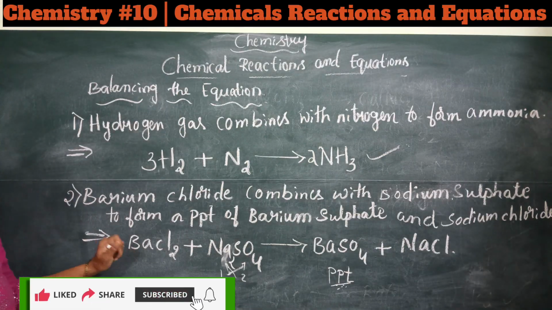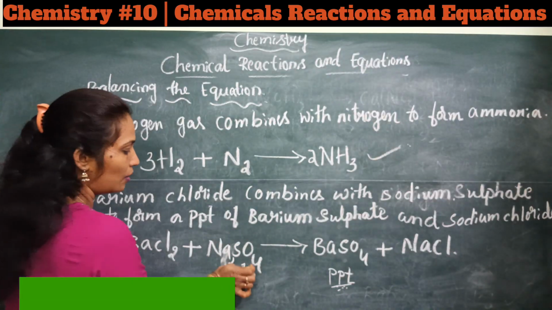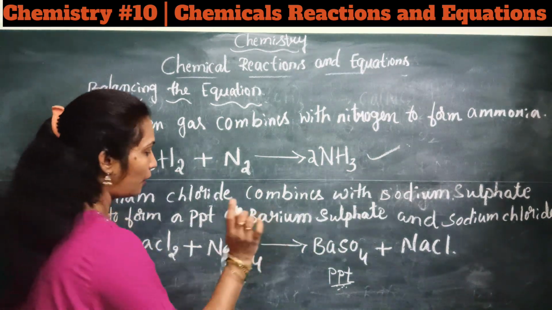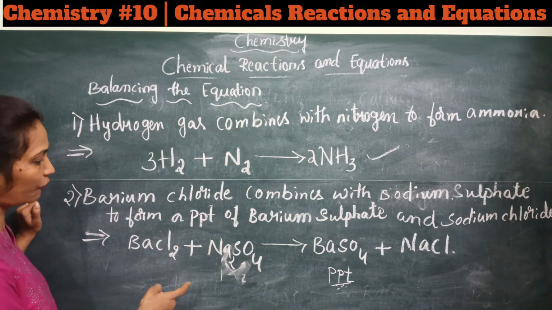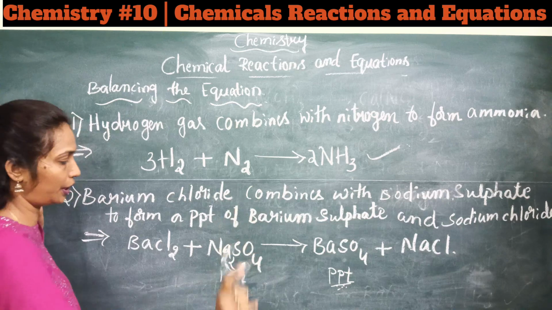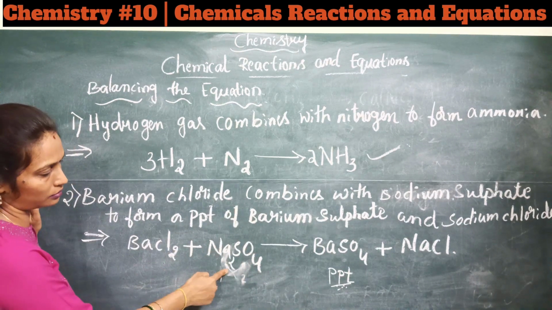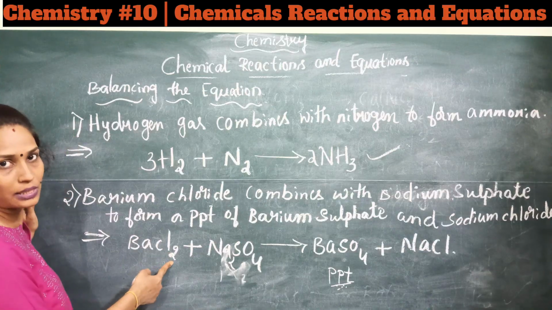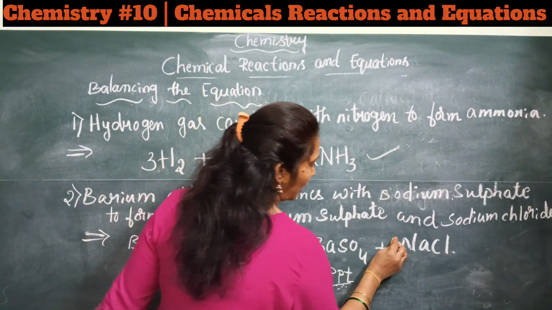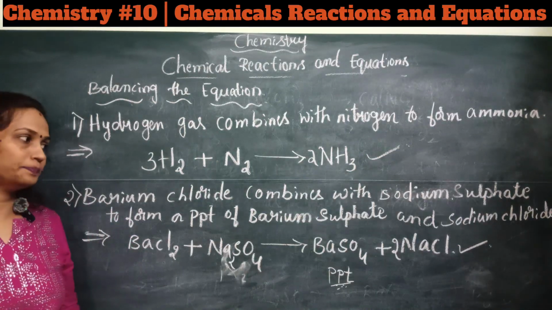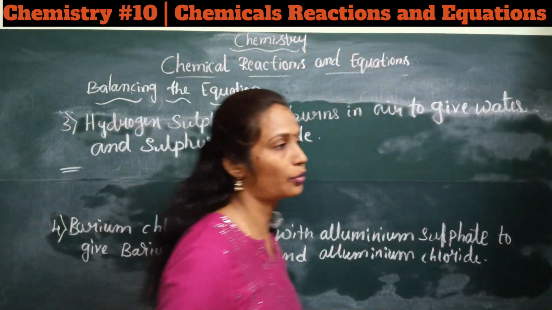Is there any polyatomic group? Yes. SO4 is a polyatomic group. On both sides it is 1, 1. Yes, no need to balance. Next, come to barium. 1 barium here, 1 barium there. No need to balance. How many sodium are there? 2 sodium here, 1 sodium there. How many chlorine are there? 2 chlorine here. Just add 2 here. Now it got balanced. Take down. Okay. Take down the third question.